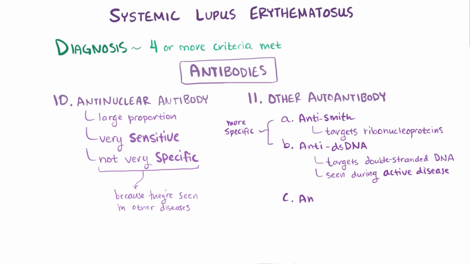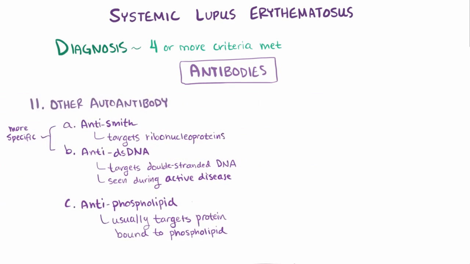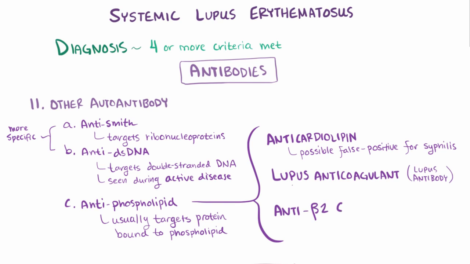A third type of antibody, though, is anti-phospholipid antibody, which is actually usually against proteins that are bound to the phospholipids, and is less specific for lupus, meaning that it can pop up in other situations. There are 3 types of antiphospholipid antibodies. Anti-cardiolipin, which can cause a false positive test for syphilis, since anti-cardiolipin antibodies are also sometimes involved in syphilis. The other 2 are lupus anticoagulant, also known as lupus antibody, and anti-beta-2 glycoprotein 1.